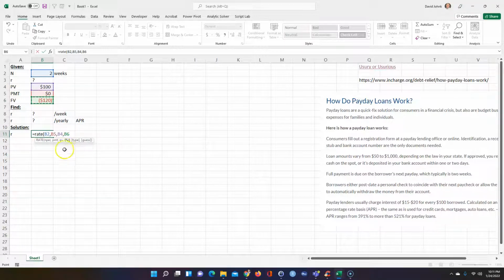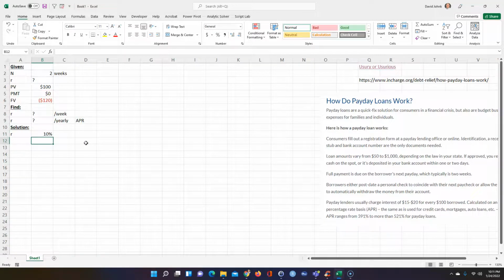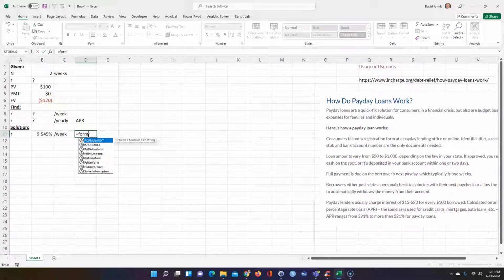And it asks you for a guess, but don't worry about the guess. If I don't guess, it'll assume it's 0 and use that as a guess. It has to solve it iteratively. And normally with Excel, it rounds off the percent, so it's a good idea to take it out a couple places. So that's my weekly rate. Okay, and so let me put the formula in here.